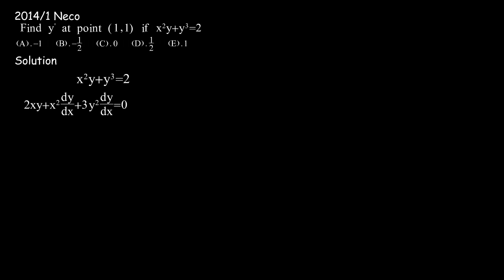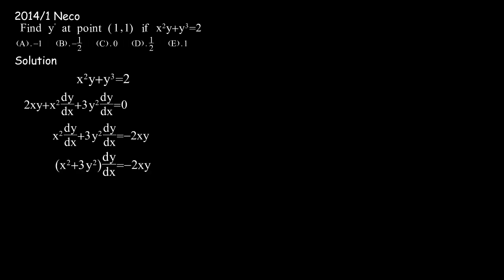The next step is to collect like terms. That's all our components with dy over ds should be on one side and the rest on the other side. Doing so, it becomes s squared dy over ds plus 3y squared dy over ds is equal to minus 2sy. At this point, we are going to be factorizing our left hand side, to take the dy over ds out.